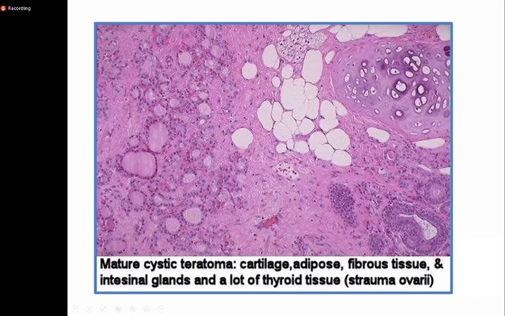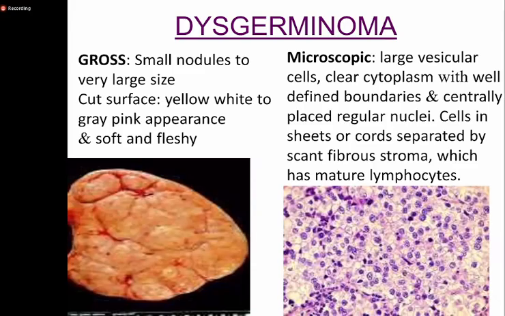The second group in the germ cell tumors is the dysgerminoma. Remember, we said the equivalent tumor in the testes would be the seminoma. In the ovary, it's dysgerminoma. So grossly, the tumor comprises small nodules that vary in size, and this can be a very large tumor or a small tumor, with a yellow, grayish pink appearance.